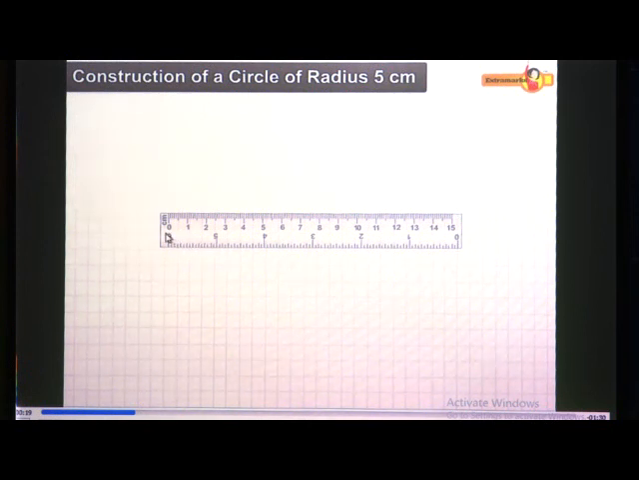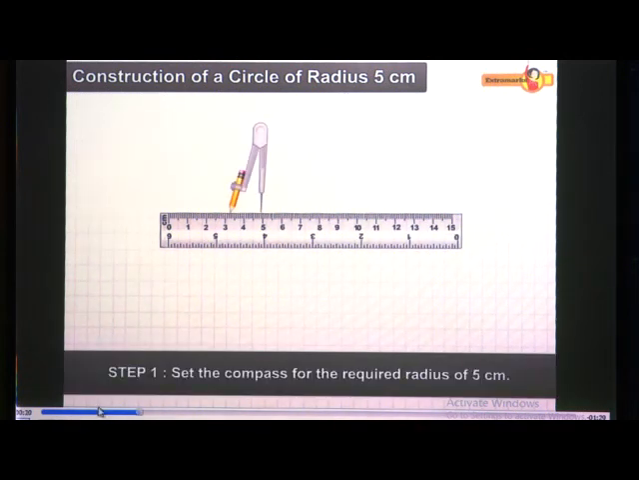We require a ruler and compass to construct a circle. So we have to take a ruler and measure 5 cm on the ruler, and then we have to mark a fixed point on the paper and then draw a circle. Let us see it by a video.